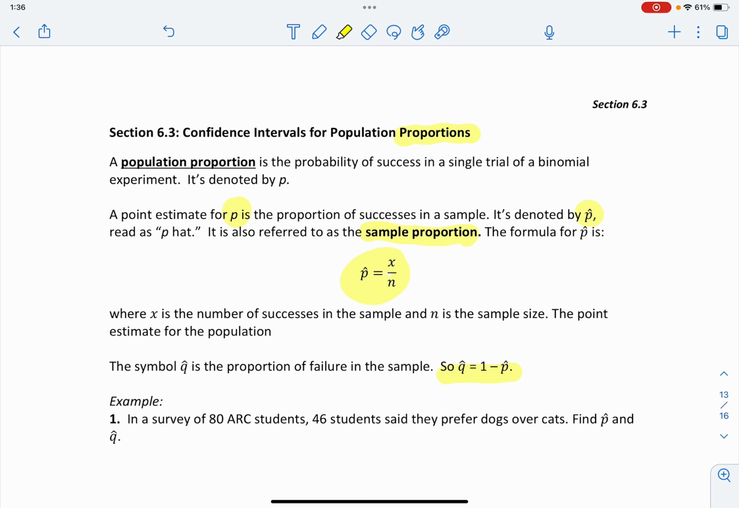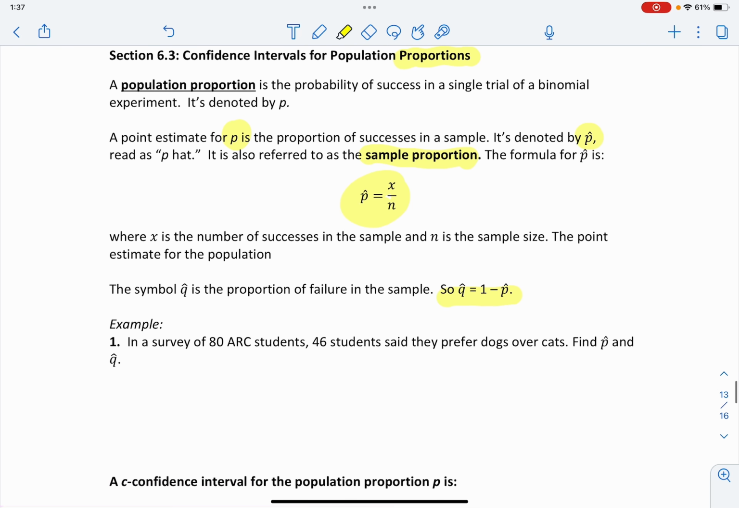So let's suppose you had a survey of 80 ARC students. 46 said they prefer dogs. What's p hat? I would just take the 46 divided by the 80. Usually, always x is smaller than n, right? So the smaller number should be on top. And that converts to 0.575, or in other words, 57.5% of the sample prefers dogs.